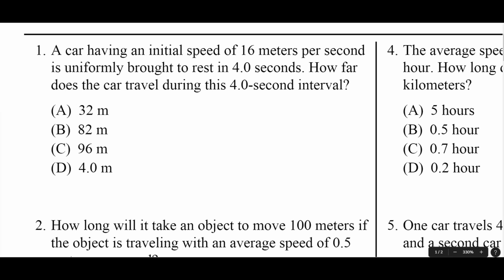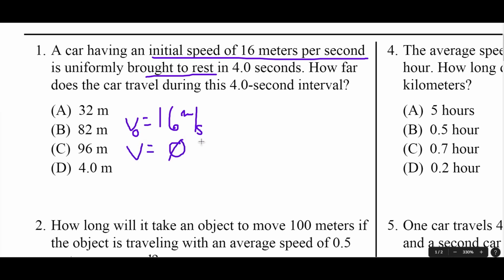So here's the very first question. Now, based off of this, they want us to figure out the distance that it travels in 4 seconds. One thing you would want to do, maybe not for this specific question but just in general, is write down all the given information. They tell us the initial speed of the car is 16 meters per second. They tell us it's brought to rest, which tells me the final velocity is going to be 0 meters per second. So it's not traveling at 16 the entire time. It's slowing down and coming to a stop.